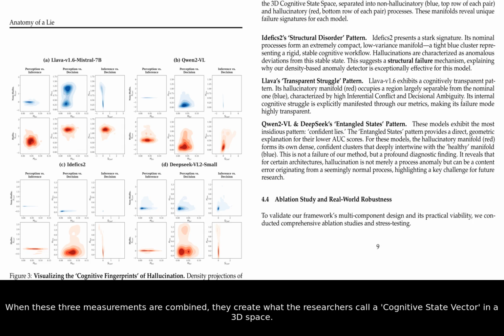When these 3 measurements are combined, they create what the researchers call a cognitive state vector in a 3D space. Normal, truthful reasoning stays within a dense, stable area of this space, while hallucinations appear as high-energy deviations. The paper calls this the geometric information duality, meaning that a lie physically looks like an anomaly in the data.